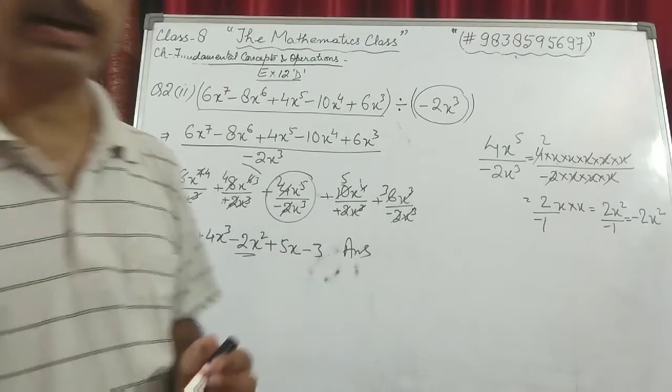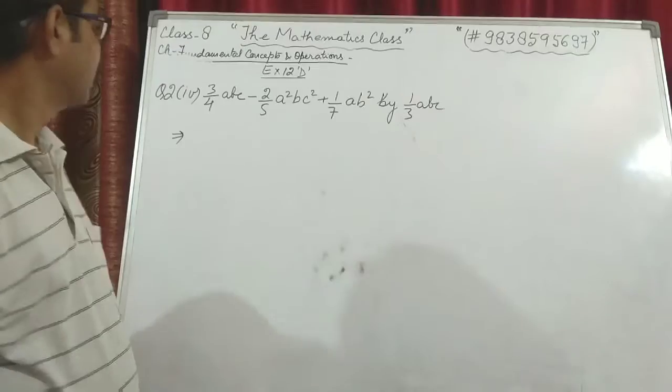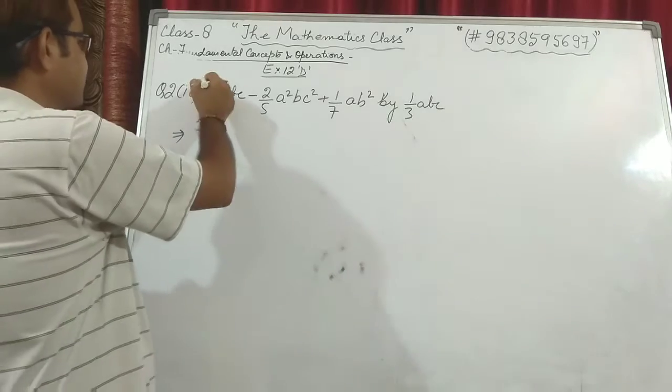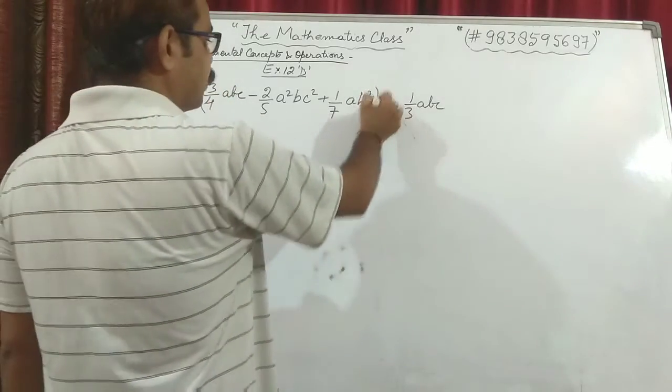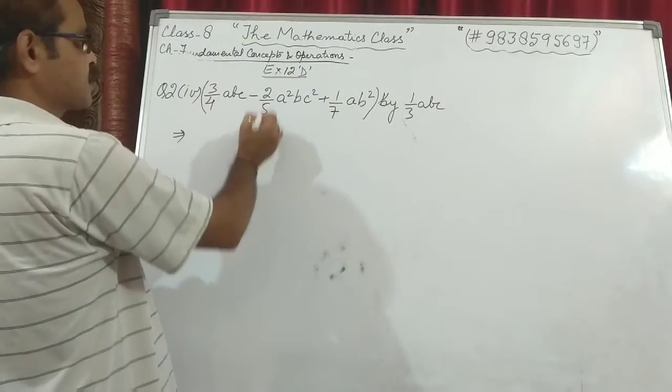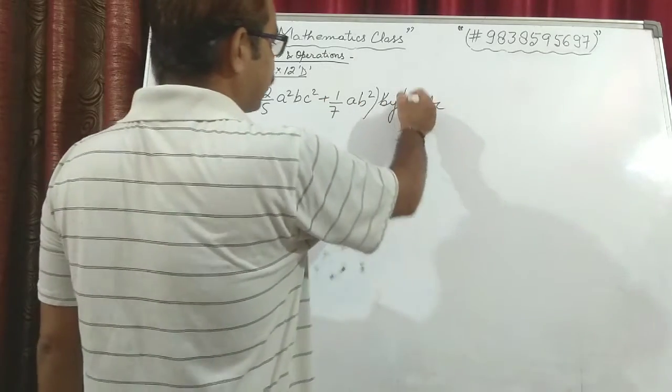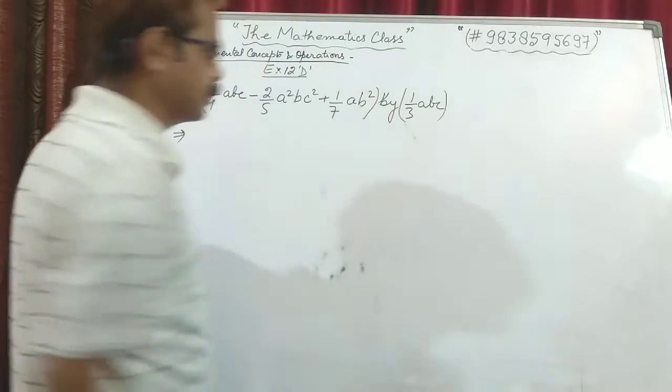I think that is the fourth part. Let's move on to the fourth part. Now I have taken second question, fourth part. Again you can see that this total is a polynomial: 3 upon 4 ABC minus 2 upon 5 A square BC square plus 1 upon 7 AB square, and it has to be divided by a monomial, that is 1 upon 3 of ABC.